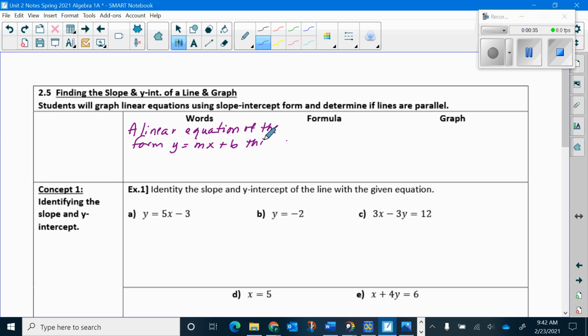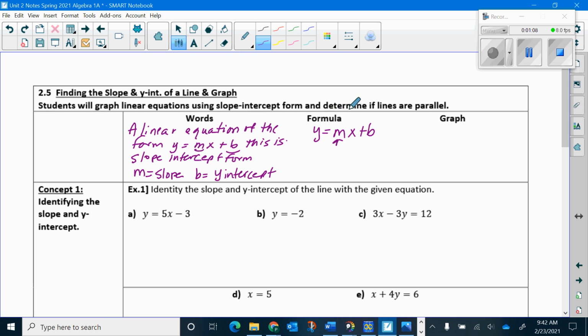This is slope-intercept form. The m is equal to slope, and the b is equal to y-intercept. That's why we call it slope-intercept form, because we have the m and the b. Now the actual formula, yes, is y equals mx plus b. And with that being said, we have some key components.